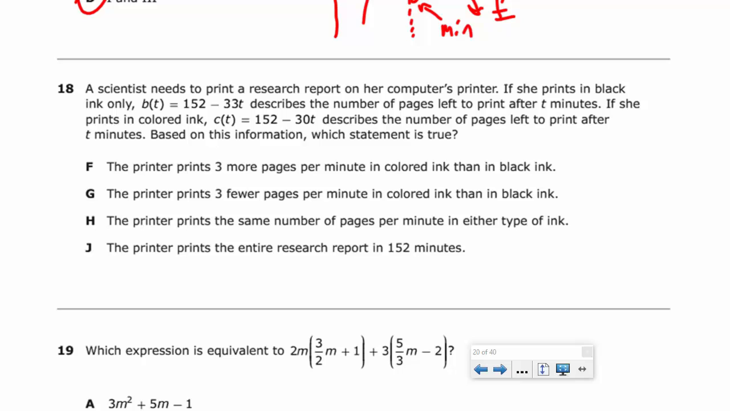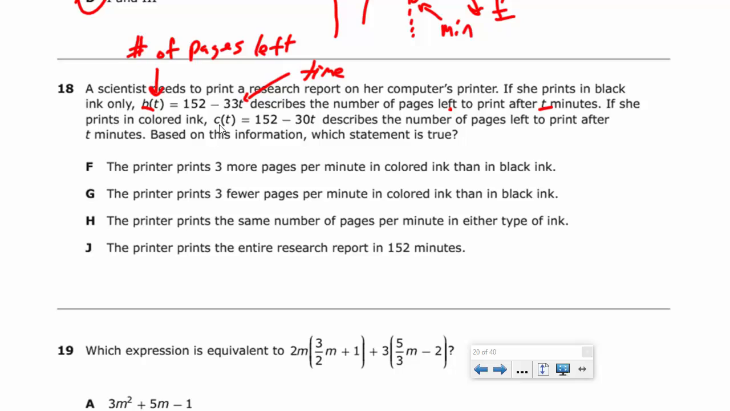Okay, a scientist needs to print a research report on her computer's printer. If she prints in black ink only, they charge her this. Okay, so this equation here for black ink, which is why they're using B, describes the number of pages left to print after T minutes. So they're telling you T right here is time. So after you spend a number of time, okay, this is the number of pages you have left.